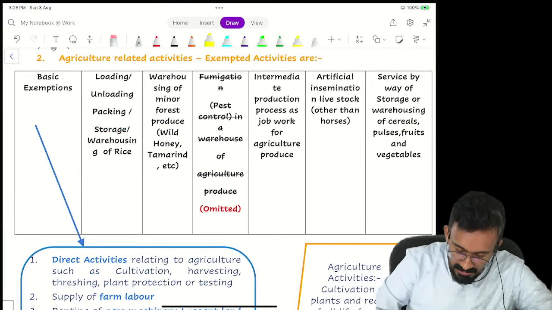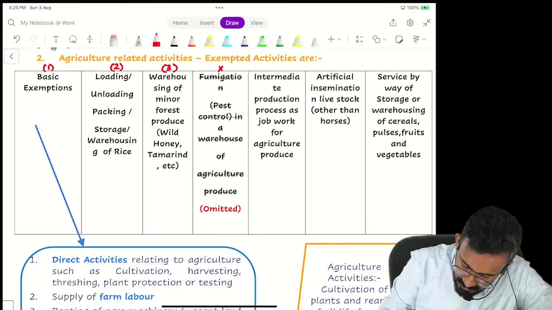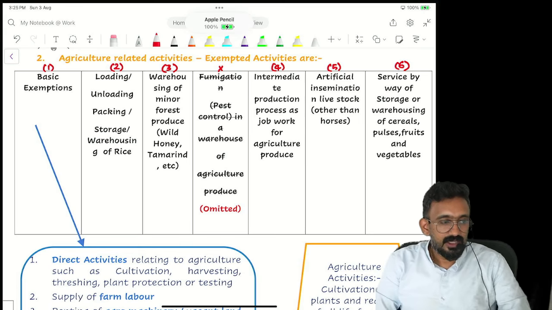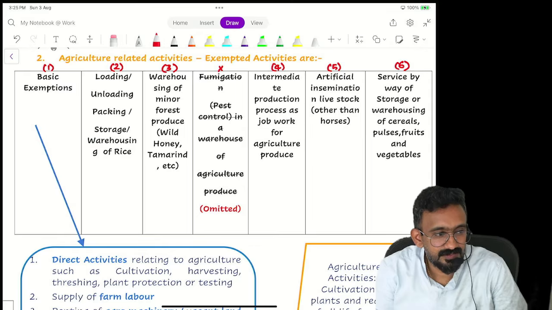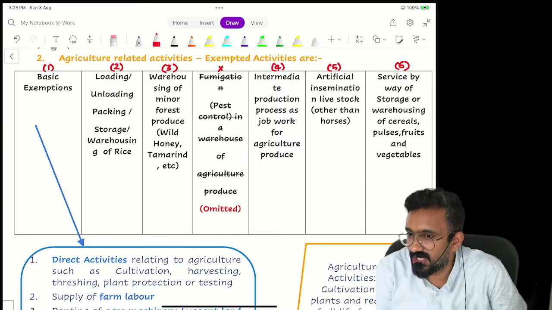Okay, let's number this on the top. Basic exemption, let's call it as 1. This is 2. This is 3. This is an exemption withdrawn. This is 4. This is 5. This is 6. I've added multiple exemptions together. Look at this. Look at point number 4 there. Intermediate production process as job work for agriculture produce is exempt. Right? Intermediate production process as job work to agriculture produce is exempt.